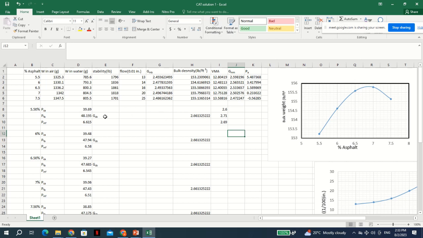Yeah, so GSB is here. For different contents, GSB is based on the contents of the filler, fine aggregates, and coarse aggregates.